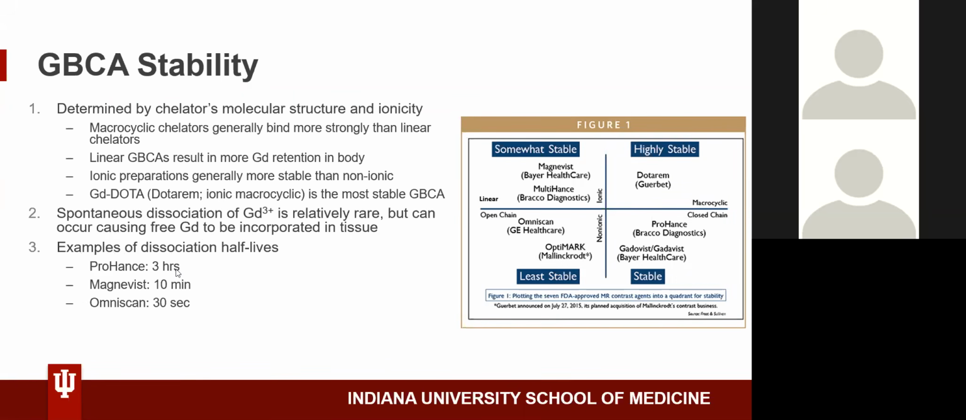And then just some examples of dissociation half-lives. As you'd expect, you want this dissociation half-life to be as long as possible. So the longer half-life would say that it is more stable. So just some examples here. Prohance has a 3-hour dissociation half-life, talking again about the dissociation of the gadolinium itself from the chelator molecule. Magnevist, 10 minutes, Omniscan, 30 seconds. So Omniscan, really short dissociation half-life. So as you'd expect, it's in this least stable category over here with the linear non-ionic compounds.